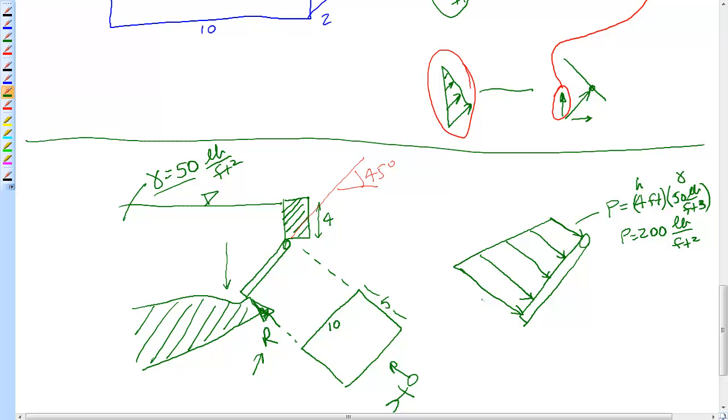Okay, so what's the pressure down here? Pressure is still that 50 pounds per cubic foot times the height. Well, the height now is 4 foot plus this distance. Well, what distance is that? Well, let's break it apart.